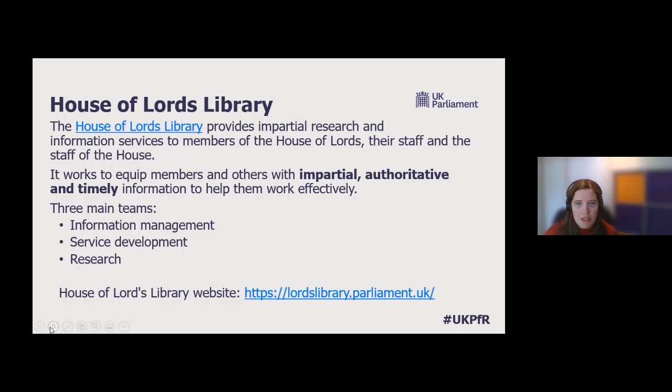It works to equip members and others with impartial, authoritative and timely information to help them to work effectively, from book requests and fact-finding inquiries to putting together bespoke briefings on more complex policy issues. It has around 50 staff, which makes it smaller than the House of Commons Library, and around a third of those staff work part-time. Staff are based in 3 main teams. We've got the information management team, the service development team and the research team. And the library has an excellent website you can look at to find out more about their work as well. The link is just up there on the slide if you'd like to find out more after the session.